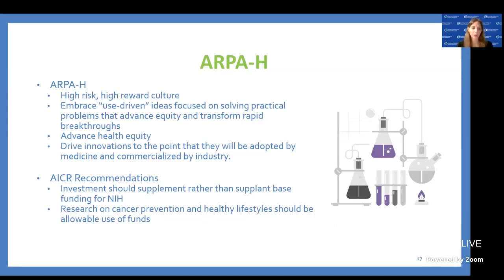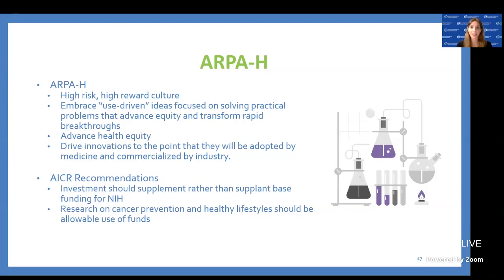My understanding is it's a new way of doing business. It's focused on a high-risk, high-reward culture. They'll be looking to fund use-driven solutions to practical problems that advance health equity and drive innovation. As this is a brand new initiative, it has not yet been established. Before it can be created, Congress needs to pass legislation both to authorize the initiative to set it up and to appropriate funding, so to determine how much money it's going to have to implement its goals. So there are existing proposals, both authorizing legislation as well as funding proposals for ARPA-H for fiscal year 22. While this hasn't happened yet, I do expect that we will see ARPA-H underway in the next fiscal year.